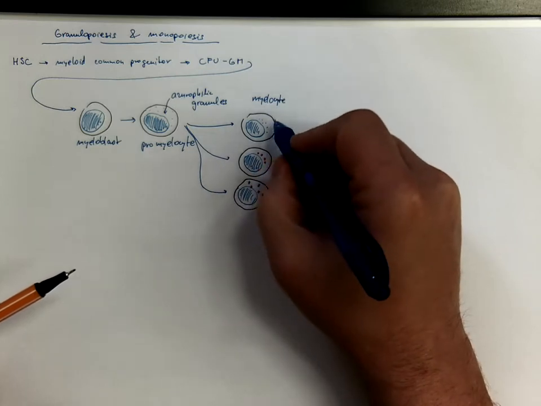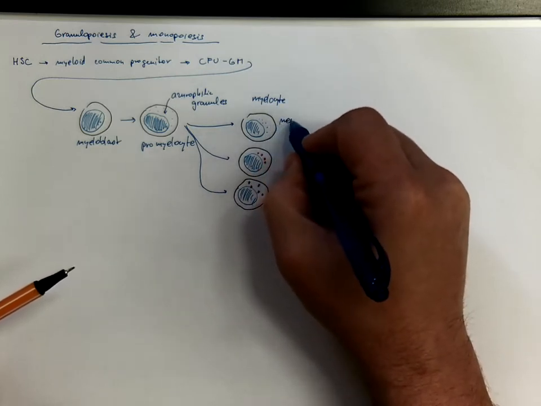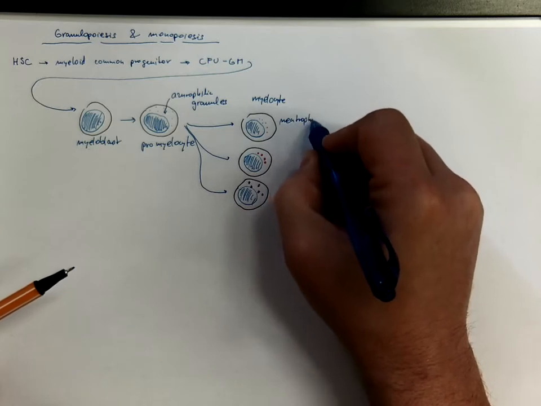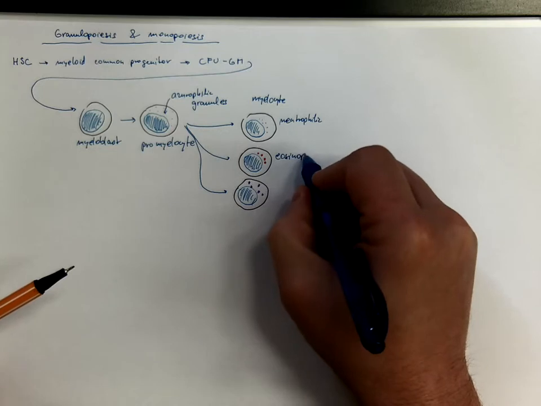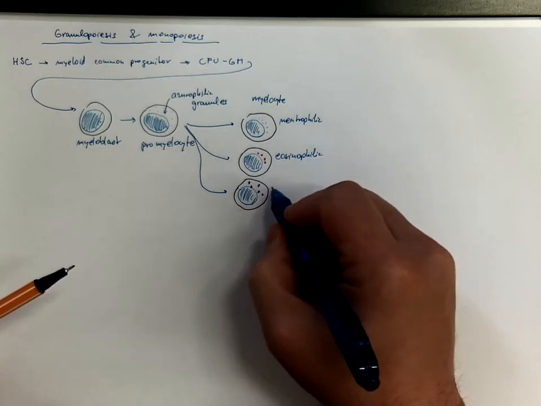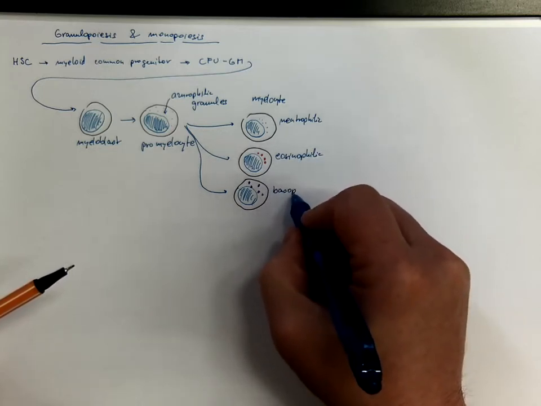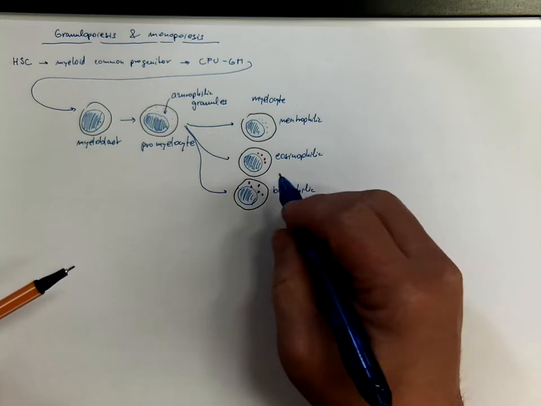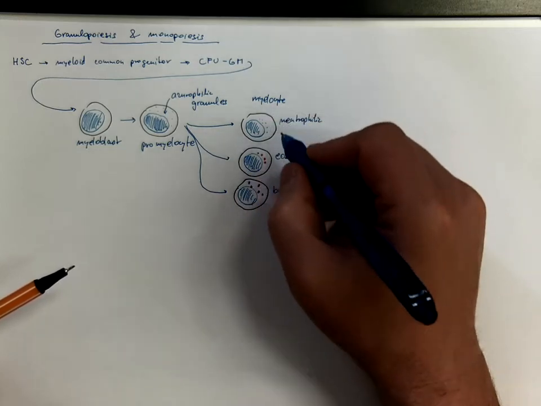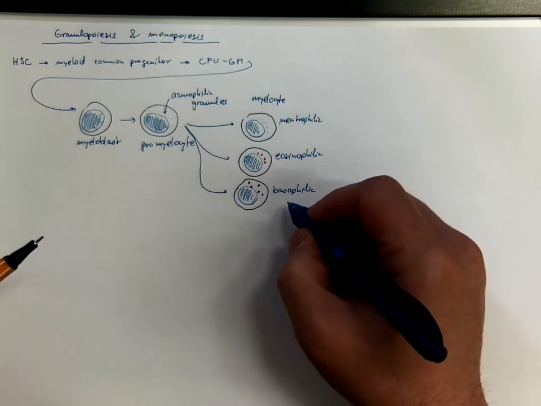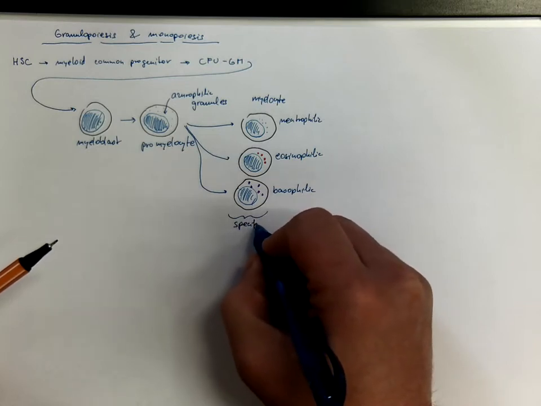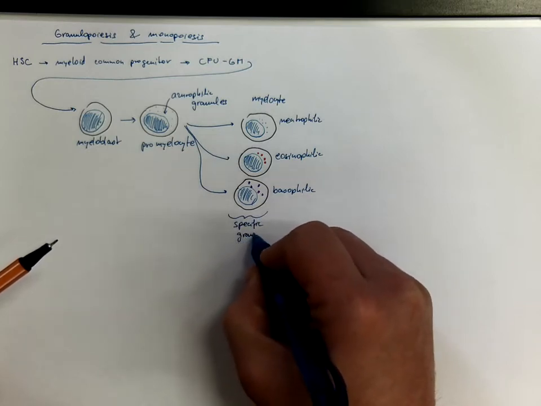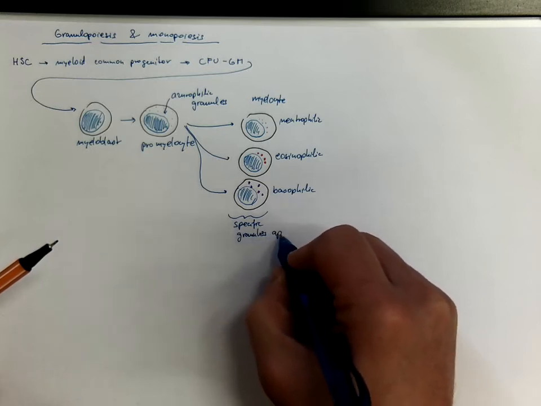there is a neutrophilic myelocyte, eosinophilic myelocyte, and basophilic myelocyte. This is the stage with the specific granules that appear.